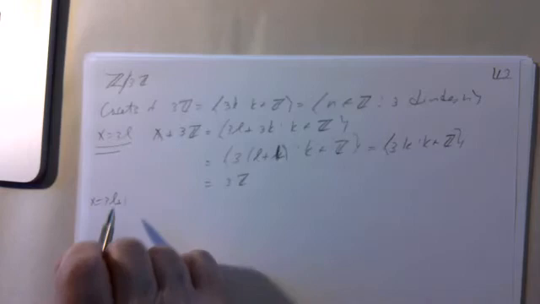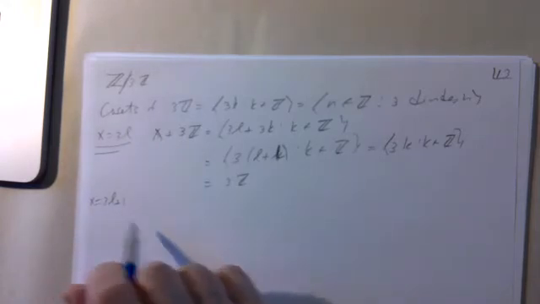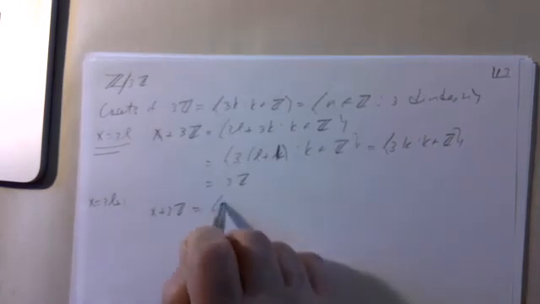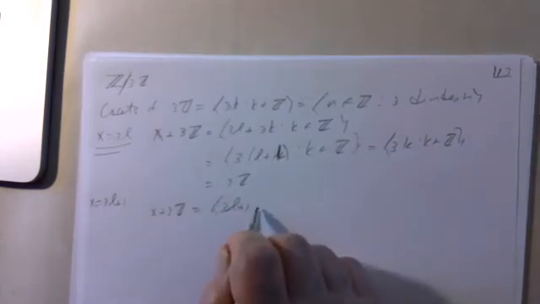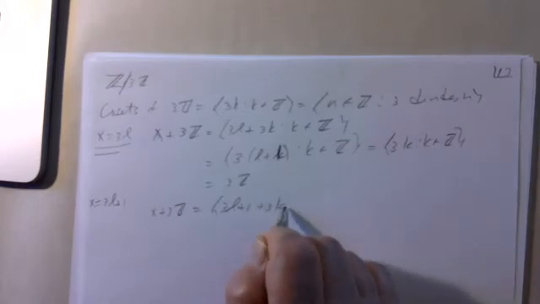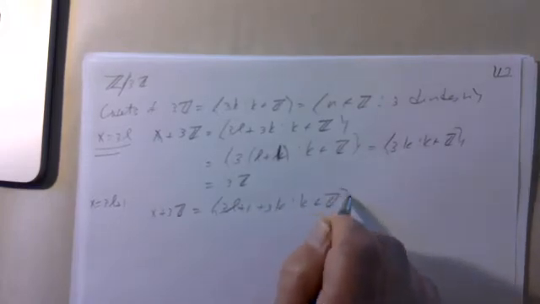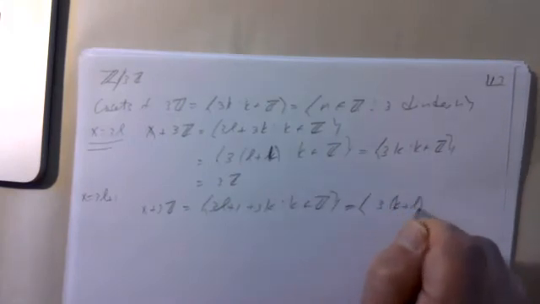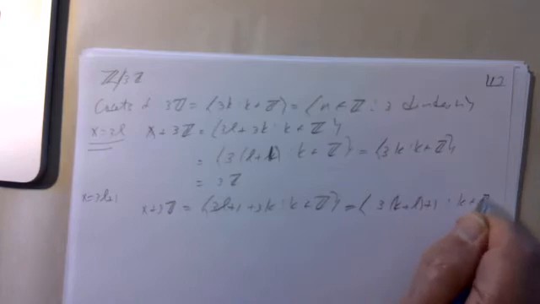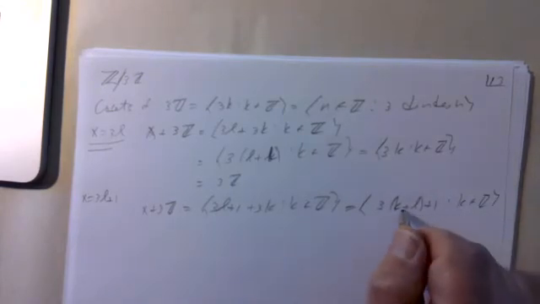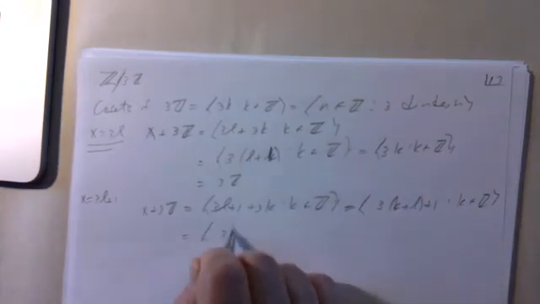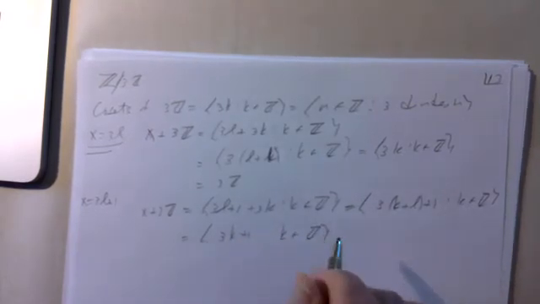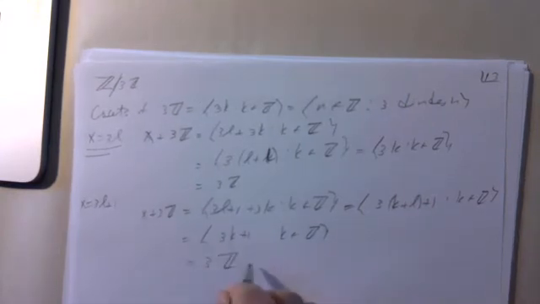Suppose x is a number which leaves a remainder of 1 when you divide by 3. Then x plus 3Z is 3l plus 1, that's x, plus everything of the form 3k. So this is everything of the form 3 times (k plus l) plus 1 for all k. But this is just the set of all integers 3k plus 1, k in Z, which I'll write as 3Z plus 1.